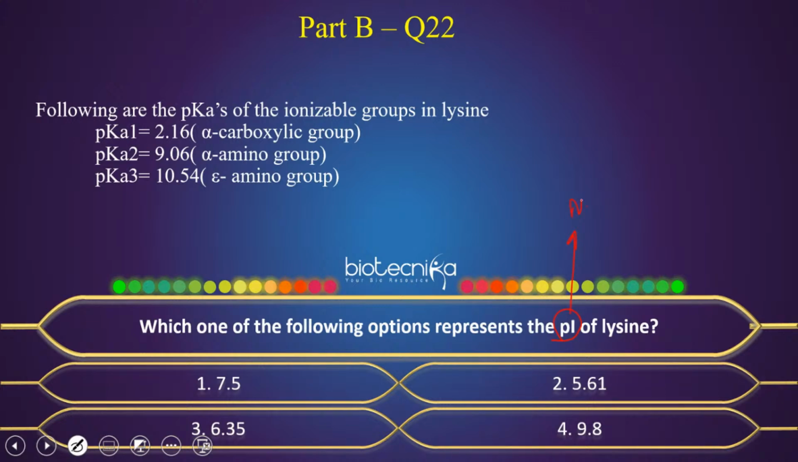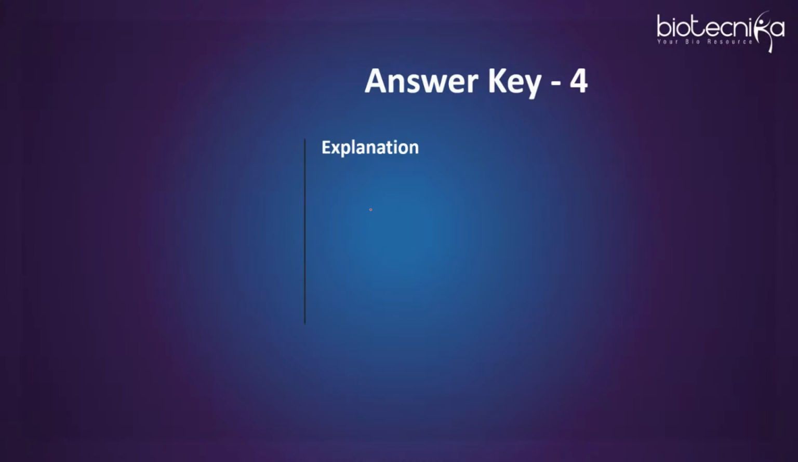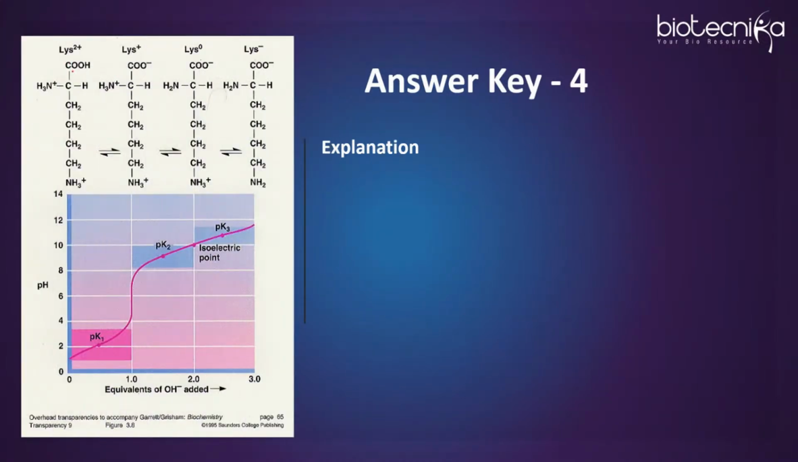Where the net charge of the amino acid or the protein becomes 0, you have to find out at that particular point what are the pK values present before and after it, right? So in lysine, if you consider the titration curve, yes, the answer key is 4. Very good, Vijay, your answer is right. So this is the lysine titration curve.